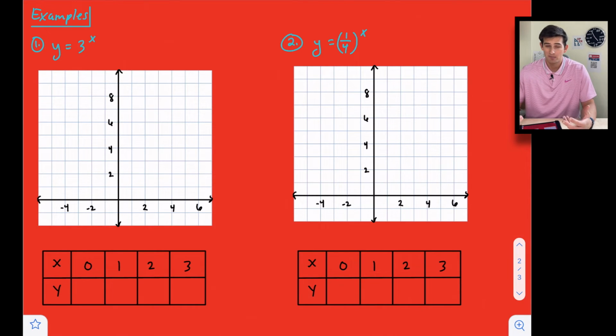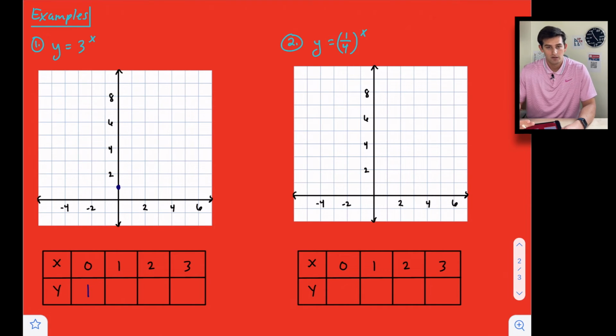Now our y-intercept is going to be 1 unless we have another value a that we're multiplying here, but that's a different type of exponential function that we're not looking at in this video. In this video, we're just looking at where a is just equal to 1. And so in this case, this would be y equals 3 to the 0 power, and we know anything to the 0 power is 1. So we would have a point at (0, 1).